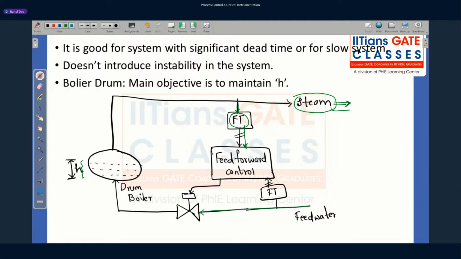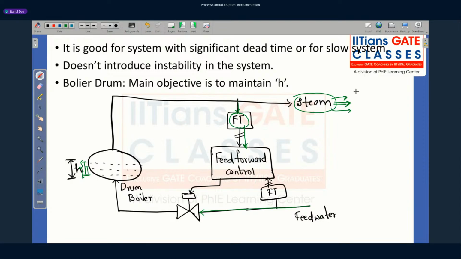You can see that if this was a normal feedback system, only after the requirement of steam had increased, or after this level H had dropped below a certain level, would our controller have taken action to increase the feed water. But here this was not the case. As the requirement of steam increased, this flow transmitter measured it, and the feed forward control took corrective action, and feed water immediately increased to maintain this level at H.